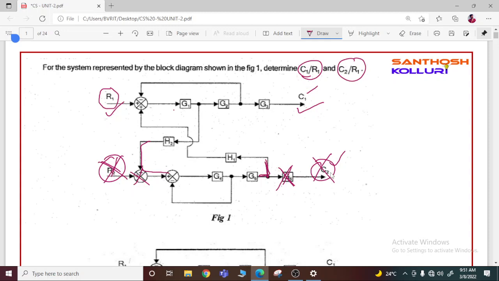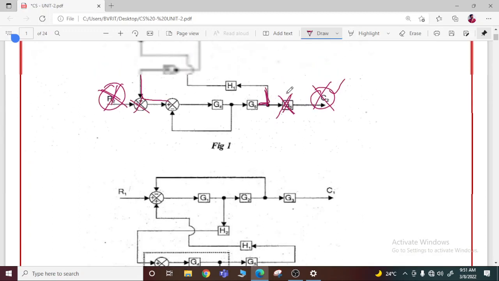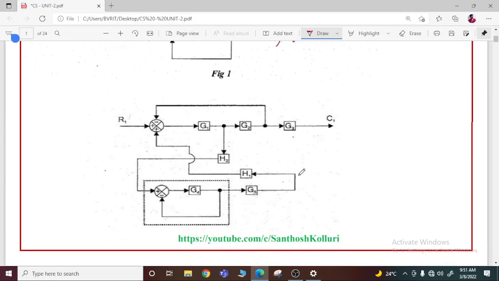Now I am redrawing this diagram with respect to C1 and R1 as the output and input parameters. So the modified diagram will be like this. I have eliminated this G6 block as well as this summing point. So therefore my diagram will now become like this. Now in this diagram, what is your input? R1. What is the output? C1. So you are traveling from input R1 to output C1, and meanwhile whatever blocks are there, we have to reduce them by using our block diagram reduction technique rules.